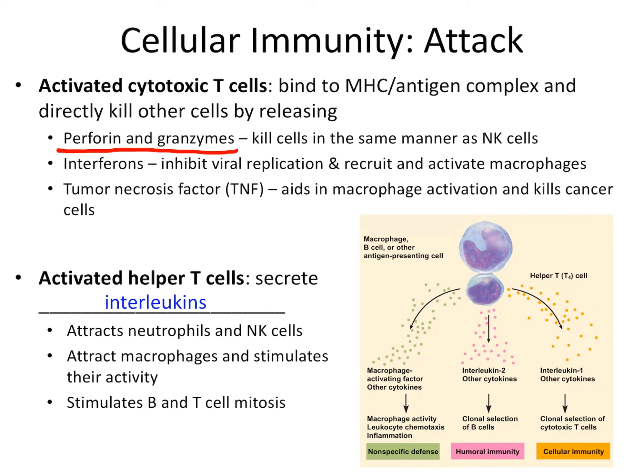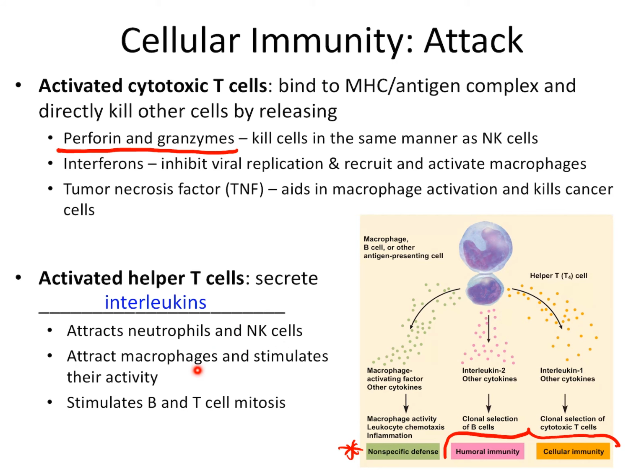We just need to be familiar with overall how these helper T cells are going to coordinate the immune response once they become activated. Interestingly, these are T lymphocytes, or T cells, which are involved in both adaptive immunity, which includes humoral and cellular, as well as our innate immunity. These chemicals, or interleukins, can attract neutrophils and other innate immune cells to a particular site.